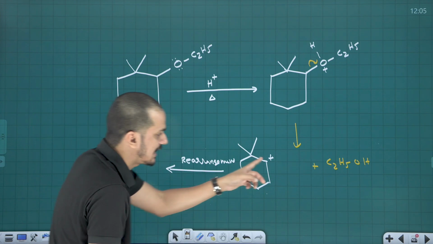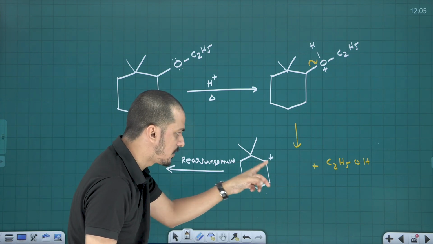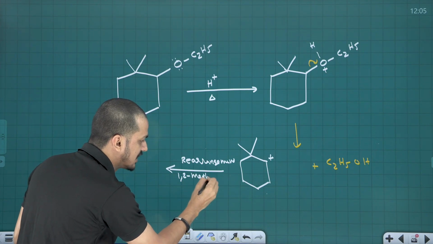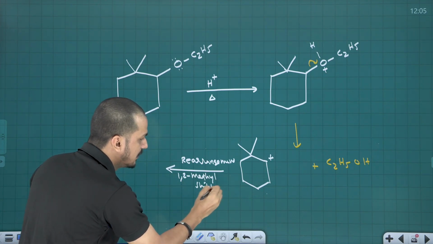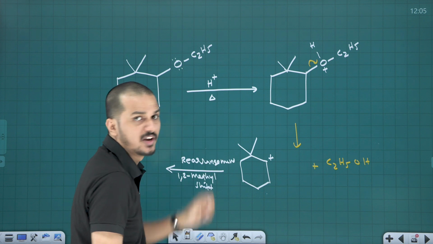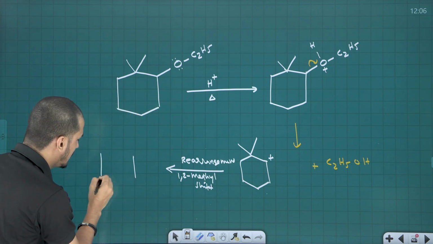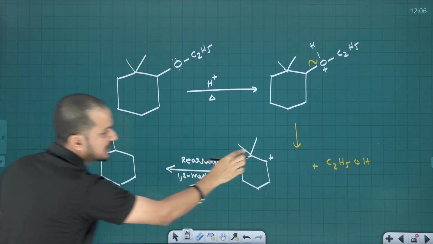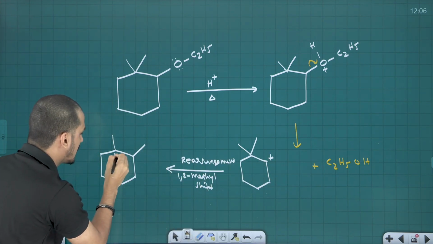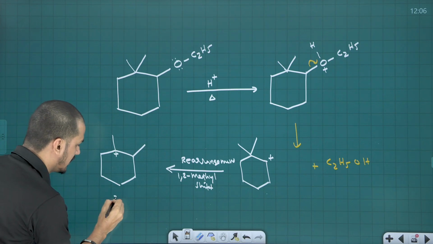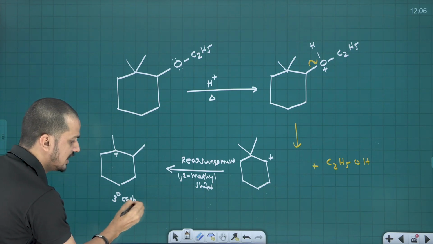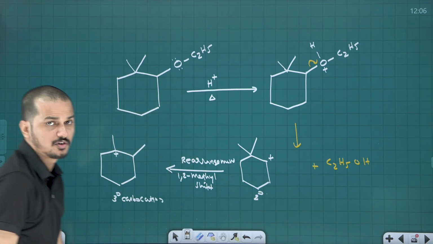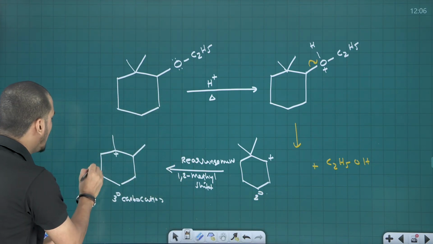This carbocation is a secondary carbocation. If this methyl group comes to here, a 1,2 methyl shift will take place. This methyl group will come to here, and the plus charge will go there. So you can see, one methyl group is coming here, so this plus charge will come here. Now it becomes a tertiary carbocation. It was initially a secondary carbocation, and then it rearranges.